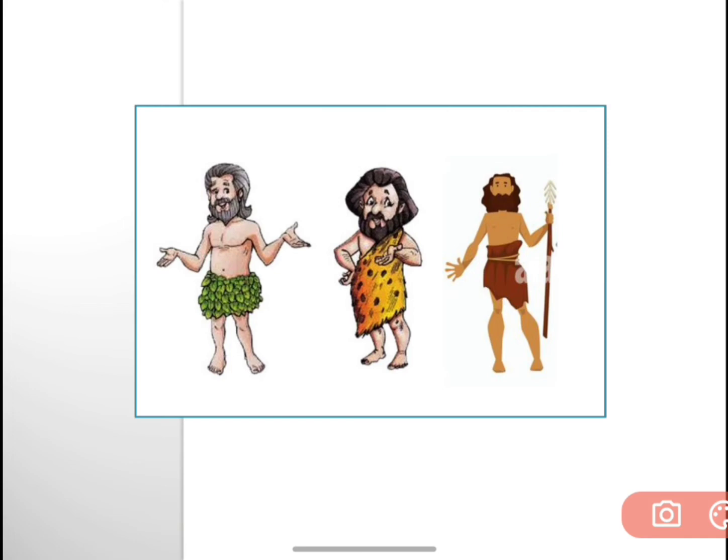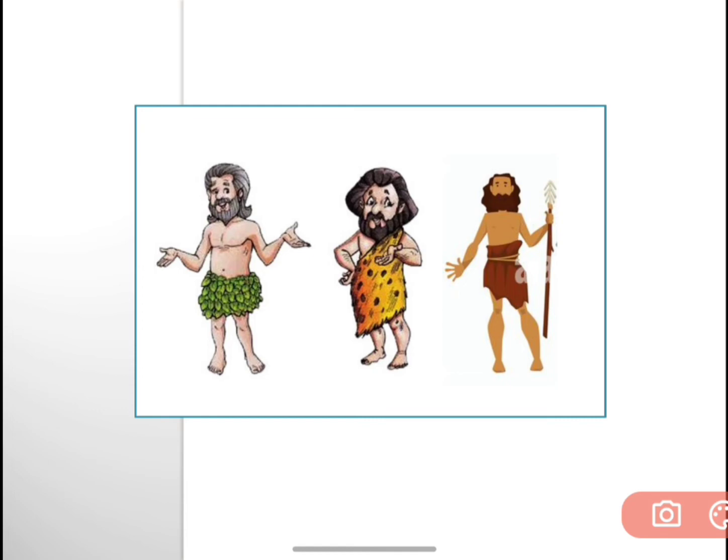And what do you mean by nature? Sun, water, forest, soil, the earth. They used to pray to these things. They used to worship nature. Okay, children, so these were the beliefs of the early humans. Why do you think they worshipped nature? Because they used to depend on nature for their food, shelter, and clothing.